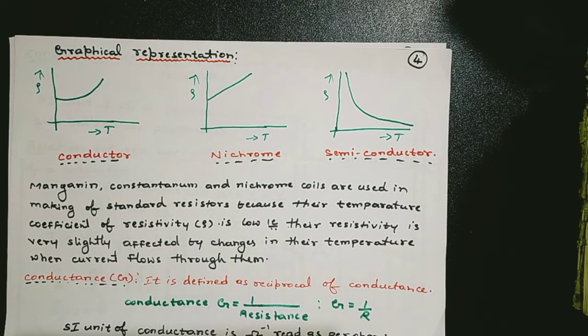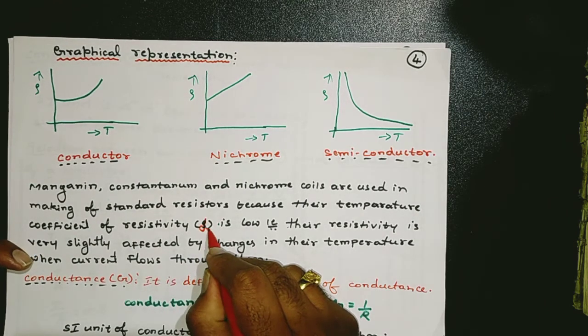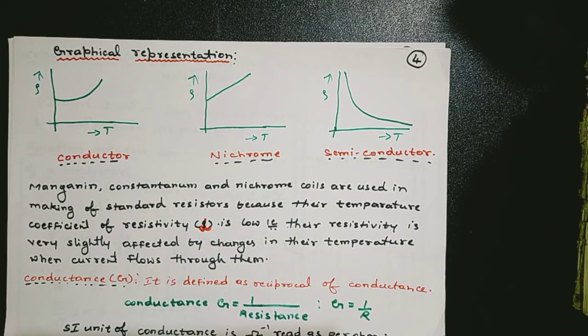Why? That is because the temperature coefficient of resistivity of these materials is very low. In fact, this is alpha. The temperature coefficient of these materials is very low. That means with change in temperature, the change in resistivity, the resistance of these materials will be very small. That is the advantage. So at laboratory conditions, even if there is a change in temperature, there will be no change in the resistance of these materials. Hence, these materials are always used in construction of standard resistors.